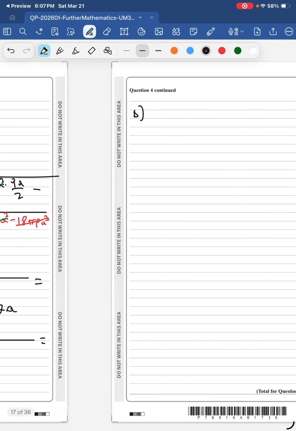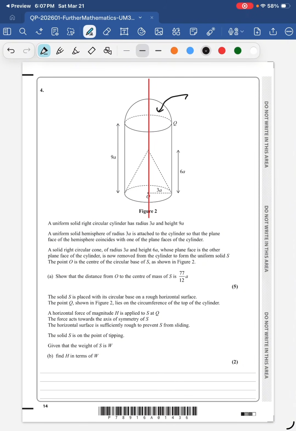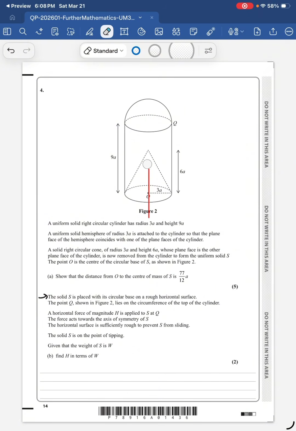Okay, let's go read it first. So starts here. The solid S is placed with its circular base on a rough horizontal surface. The point Q, shown in figure 2, lies on the circumference of the top of the cylinder. A horizontal force of magnitude H is applied to S at Q. Let me erase this, and we will use this to demonstrate what's going on. The force acts towards the axis of symmetry of S. Maybe we should have kept the axis.